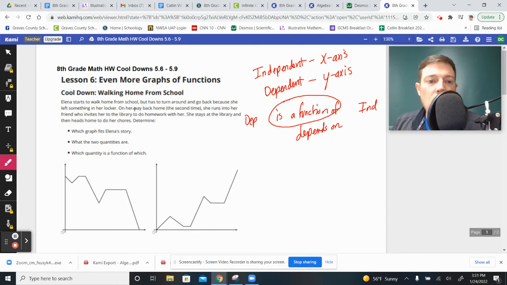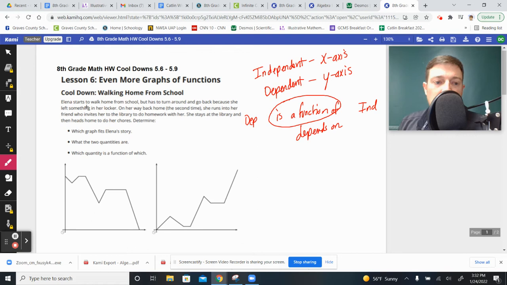Elena starts to walk home from school, but has to turn around and go back because she left something in her locker. On her way back home the second time, she runs into her friend who invites her to the library to do homework with her. She stays at the library and then heads home to do her chores. Determine which graph fits the story and what the two quantities are. Okay, so let's look at the different stories.